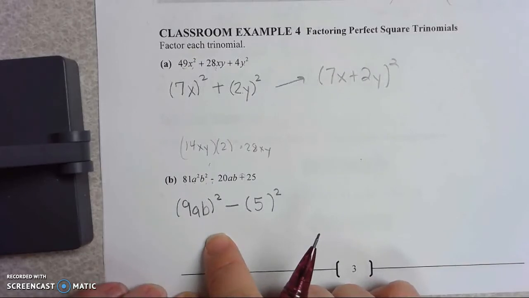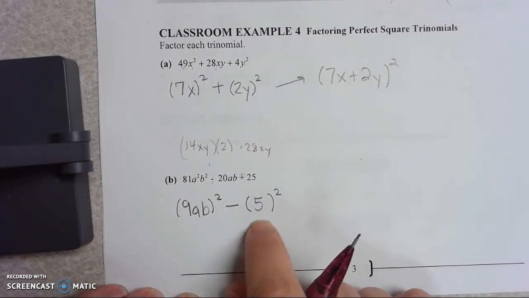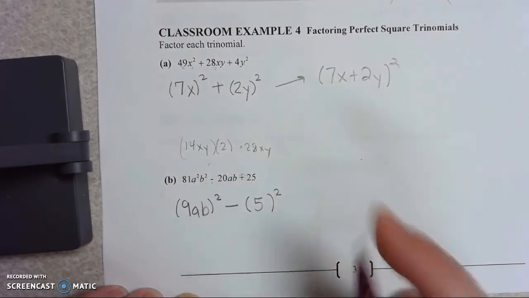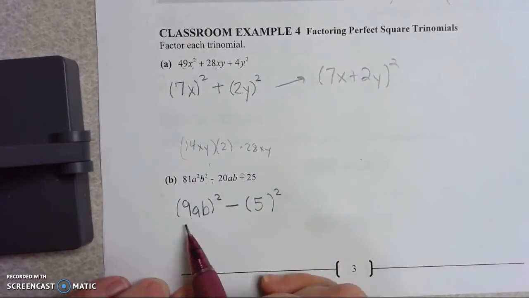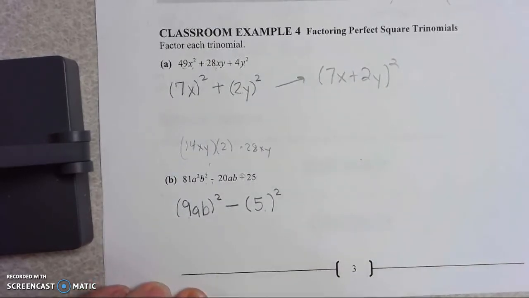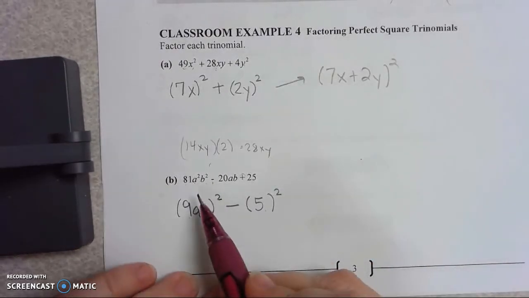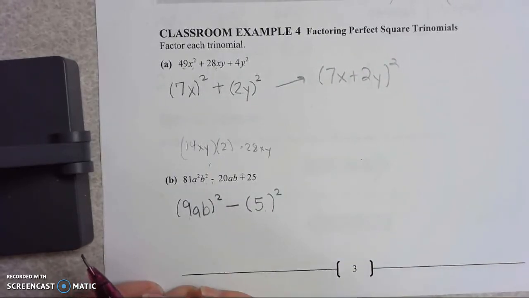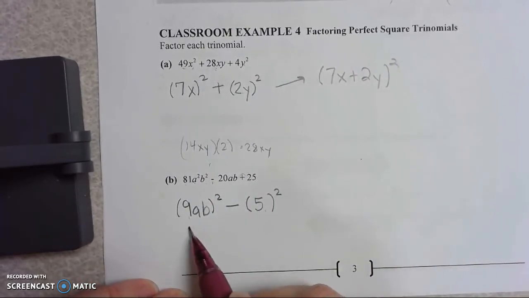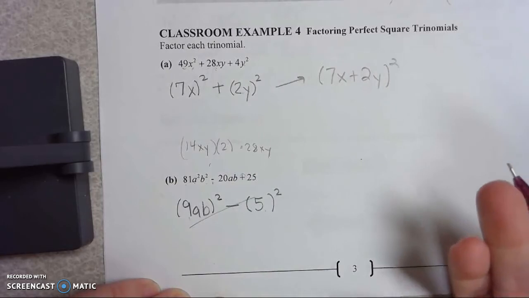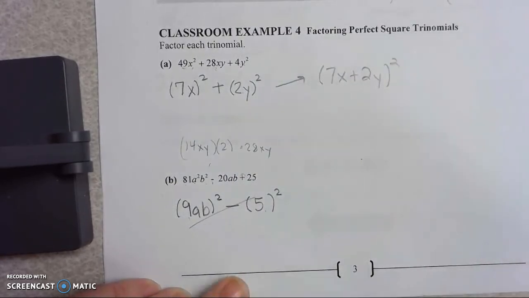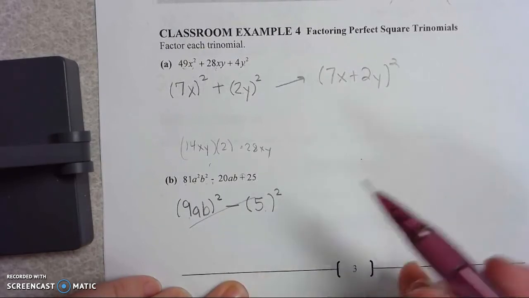Now I just need to verify that when I multiply them together times 2, that I get 20. So if I say 9 times 5, I get 45, and 45 times 2 is not negative 20. Therefore, this is not a perfect square trinomial, and I can't take it any further than that. Now, you may be able to factor it in some other way, but it is not a perfect square trinomial.